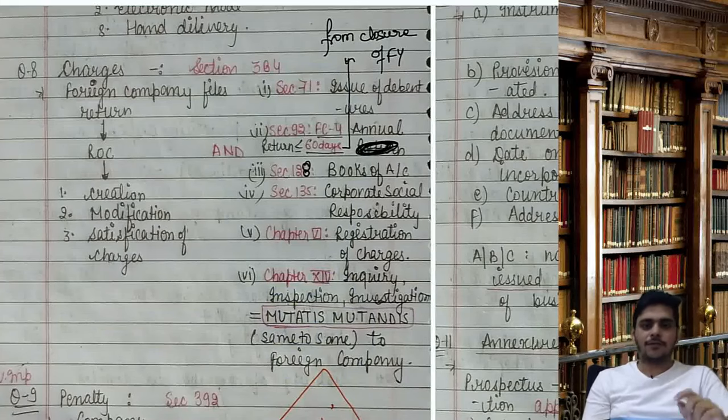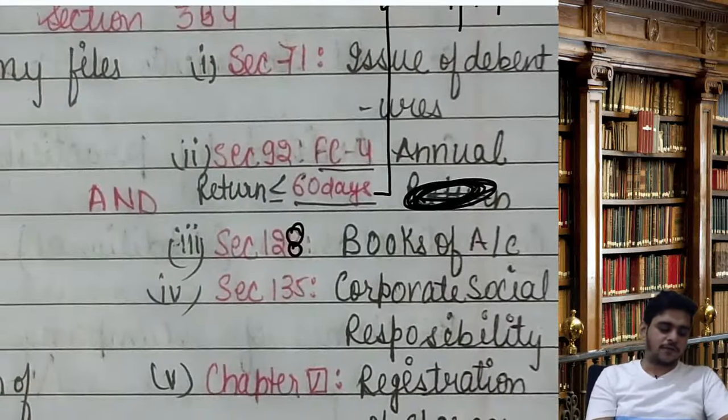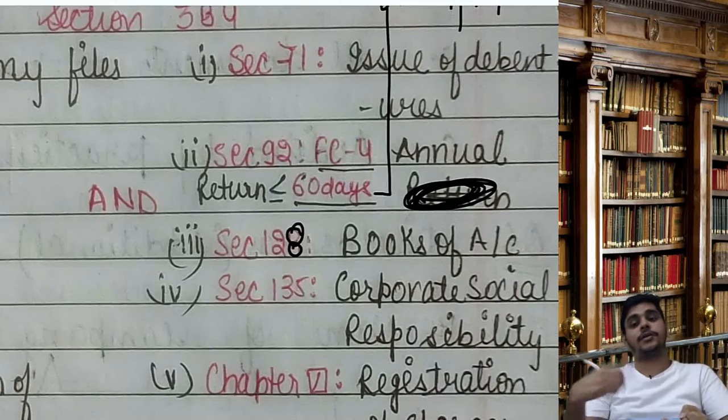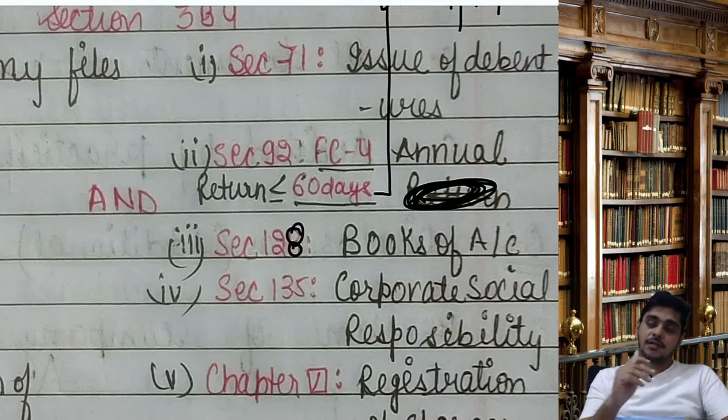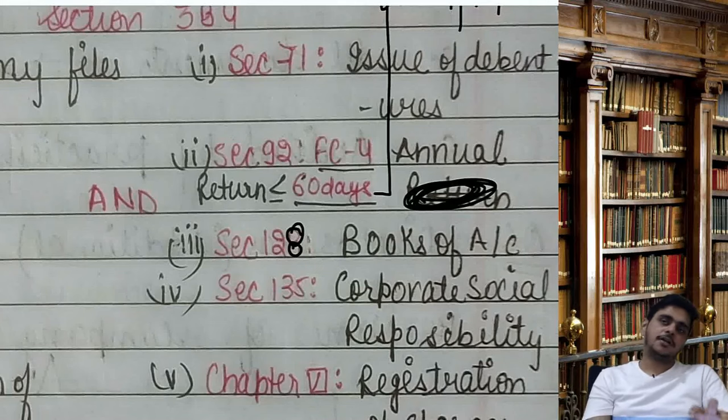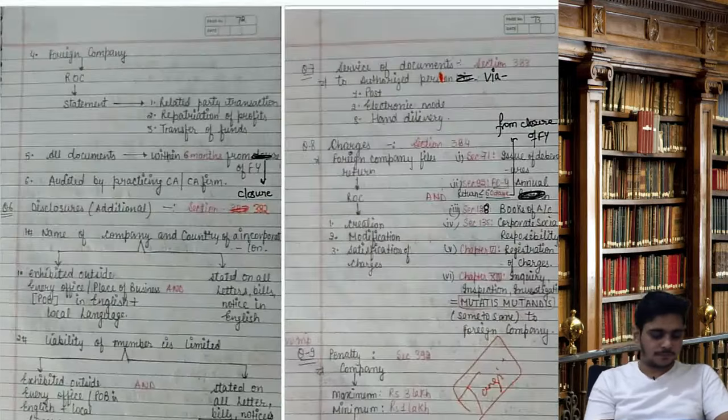One important point: the annual return should be given in form FC4 within 60 days. There are four forms. FC1, 30 days from coming to India. FC2, alteration, 30 days from the date of making the alteration. FC3, list of business, within 6 months from the close of the financial year. FC4, annual return, within 60 days from the close of the financial year. So for 3 and 4, the time runs from the close of the financial year: 6 months and 60 days.